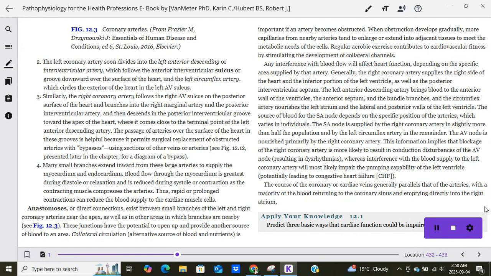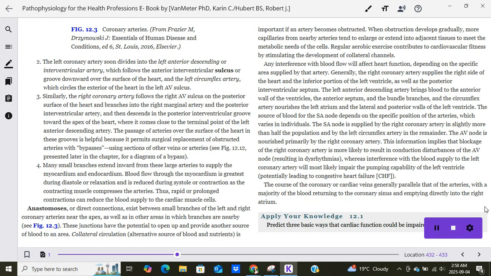Similarly, the right coronary artery follows the right AV sulcus on the posterior surface of the heart and branches into the right marginal artery and the posterior interventricular artery, and then descends in the posterior interventricular groove toward the apex of the heart, where it comes close to the terminal point of the left anterior descending artery.